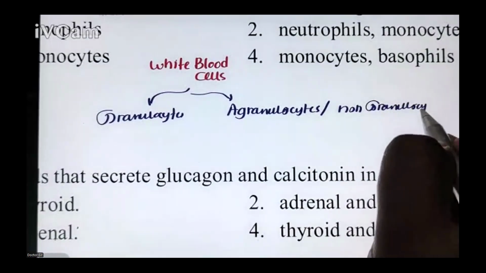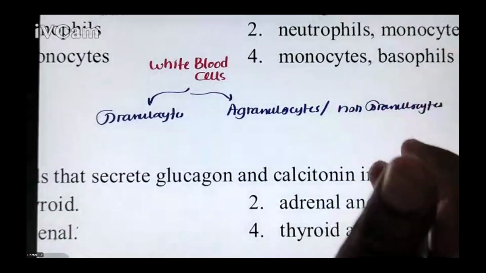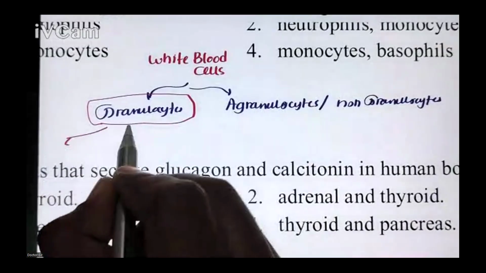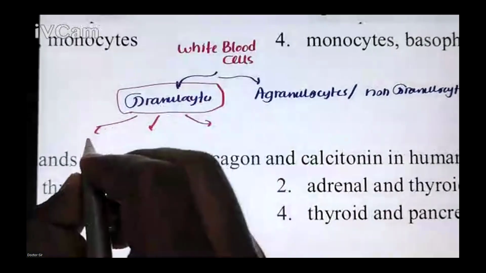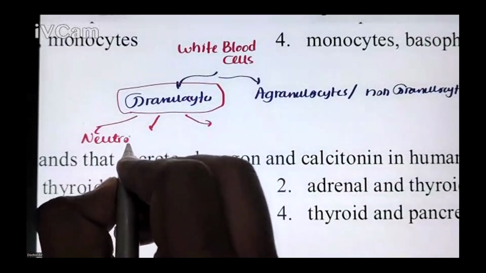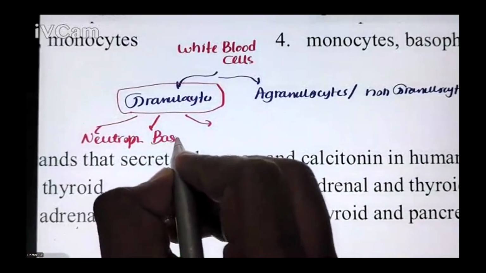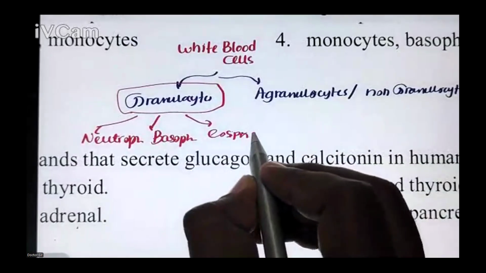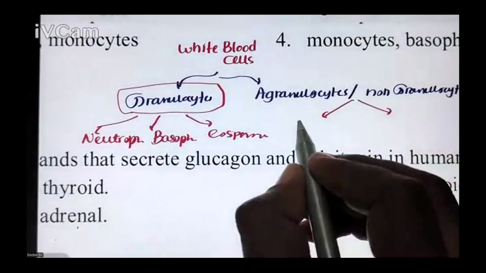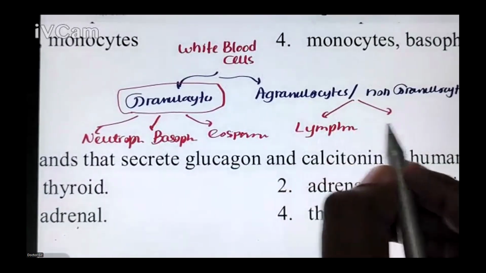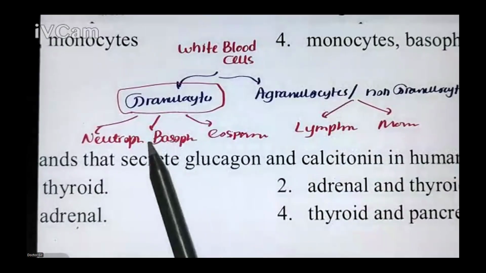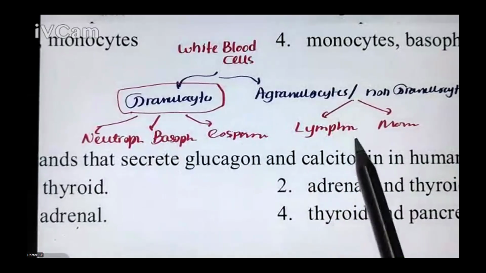All right, then what are the granulocytes? We have three types of granulocytes. One is neutrophil, basophil, then eosinophil. Agranulocytes, we have lymphocytes and monocytes. Okay, right. So what is the difference between neutrophil, basophil, eosinophil, lymphocytes, monocytes?